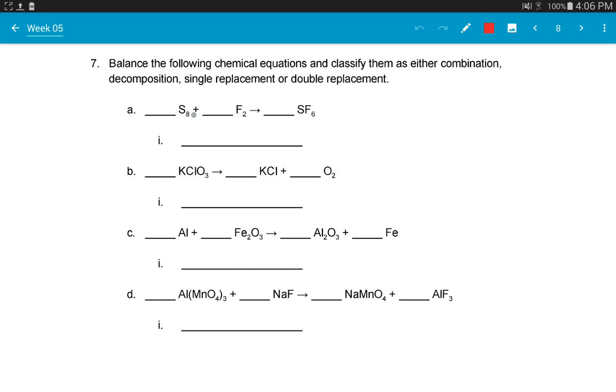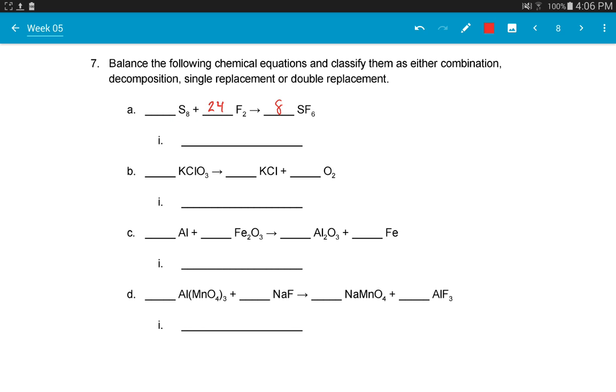If I look at this problem, I have 8 sulfurs on one side and only 1 on the other. So to get my sulfurs to balance, I need to put an 8 in front of the sulfur hexafluoride. But if I'm looking at this, I now have 6 times 8, or 48 fluorines on the product side. I only have 2 on the reactant side. So to make the 2 into 48, I need to multiply it by 24. Again, not exactly small coefficients, but what is required to balance the problem.